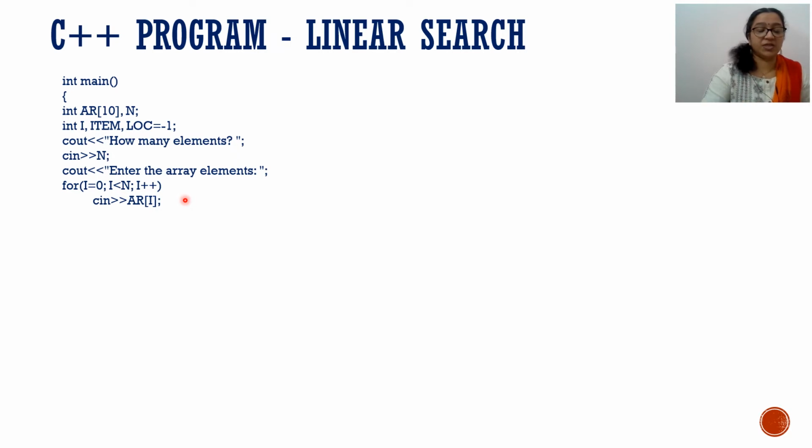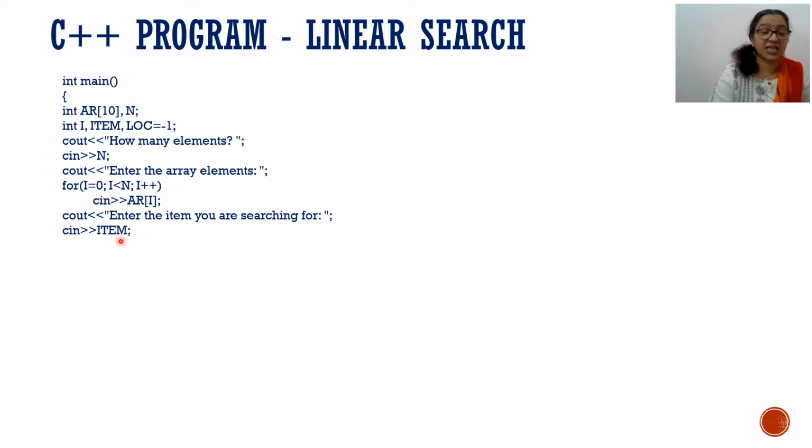After inputting, we want to search a particular element. So which element do you want to search? Enter the item you are searching for. We are giving a prompt for that. Now we want to input a value in that item for searching. So here cin >> item. So we already input it.